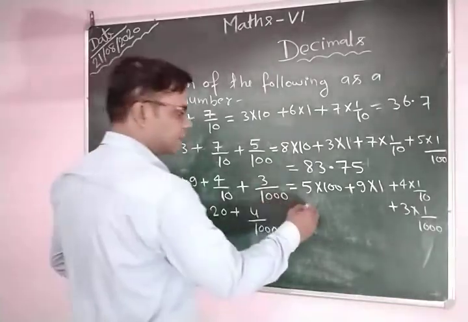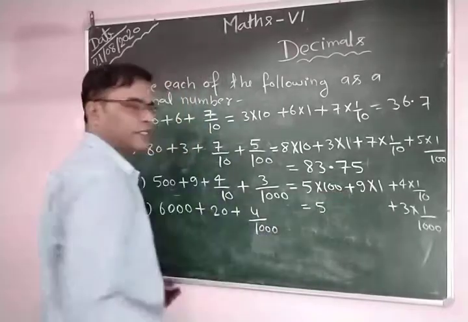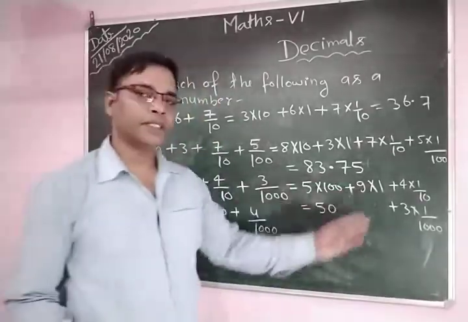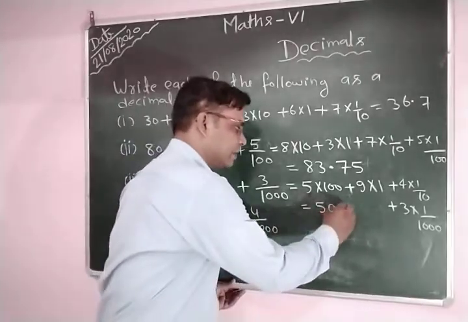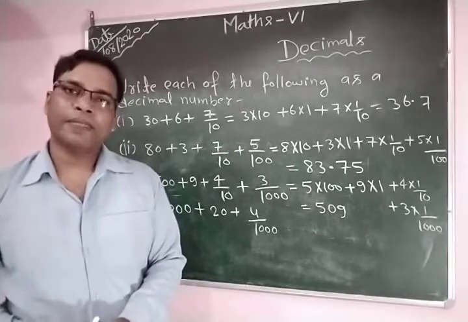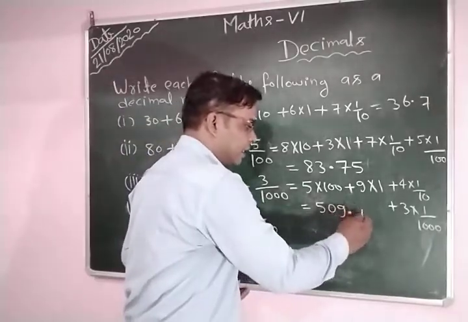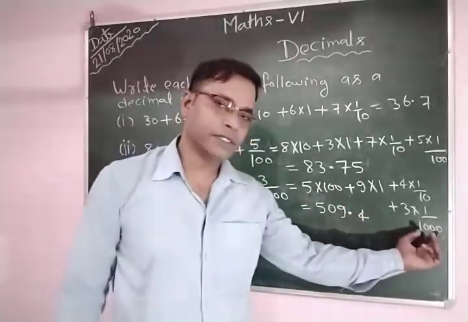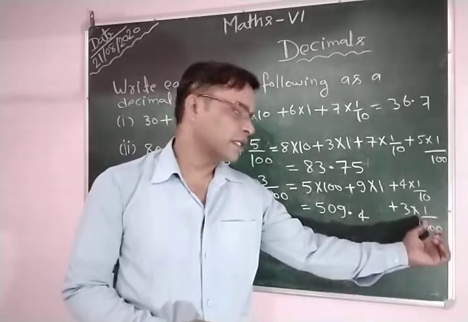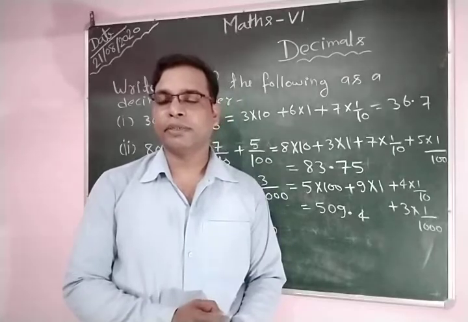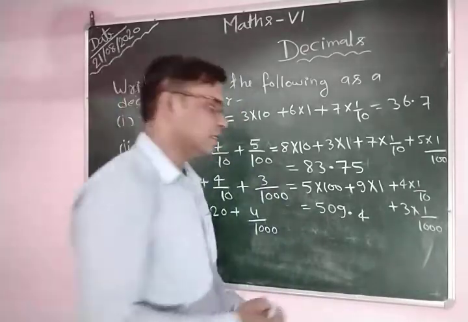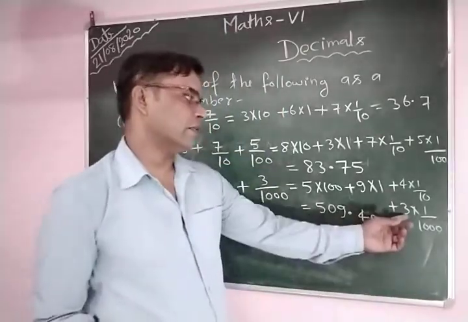So we can write these numbers in decimal form as 5, because the tens place is absent here. So in the tens place 0, and after this the ones place is 9, and this 4 into 1 by 10 means that we write 4 at the tenths place, so here you write the decimal point and after this write 4, and after this is the thousandths place. Here the hundredths place is absent, because you can see here 3 into 1 by thousand represents the thousandths place, so we put 0 at the hundredths place, and 3 in the thousandths place.